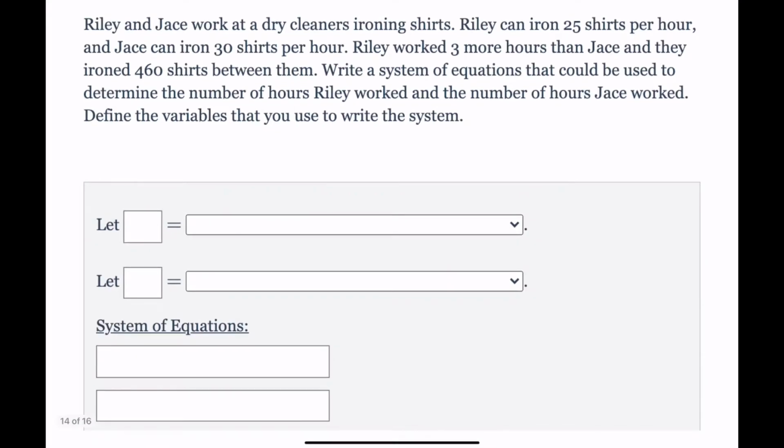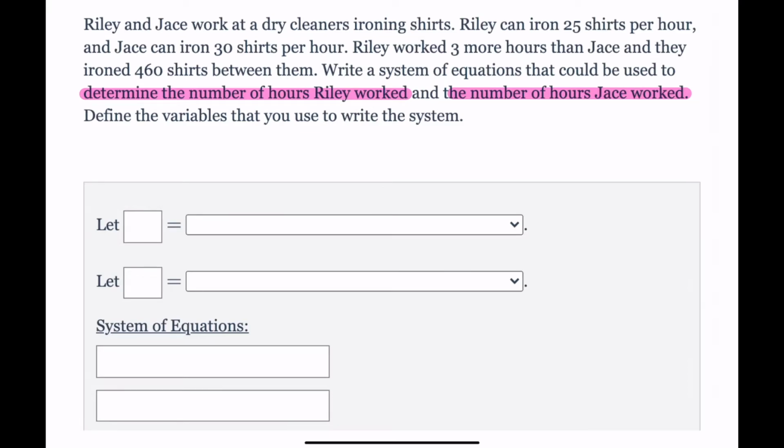Okay, Riley and Jace work at a dry cleaner's ironing shirts. Riley can iron 25 shirts per hour, and Jace can iron 30 shirts per hour. Riley worked 3 more hours than Jace, and they ironed 460 shirts between them. Write a system of equations that could be used to determine the number of hours Riley worked, so that's one thing we need to determine, and the number of hours Jace worked.